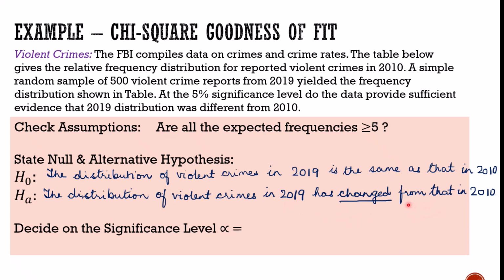The next step is to decide on the significance level alpha. Now we've been asked to perform this test at the 5% significance level. The alpha value is going to be the decimal version of 5%. So just divide 5 by 100 and that should give us a value of 0.05, and that is going to be our alpha value.